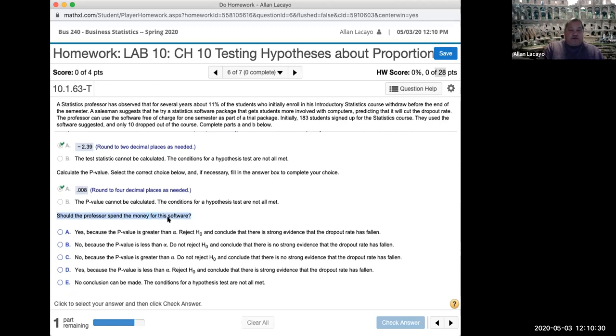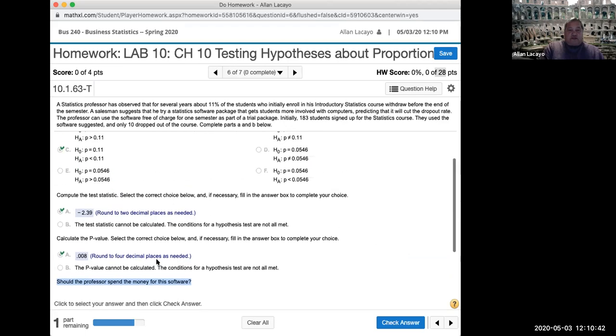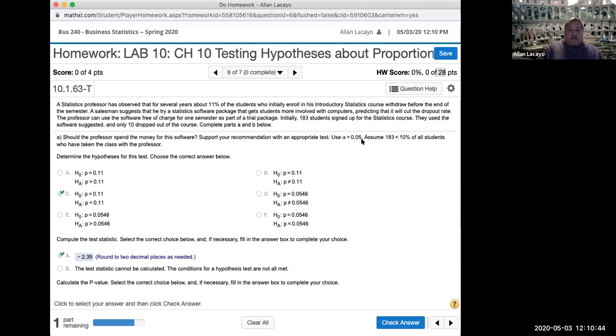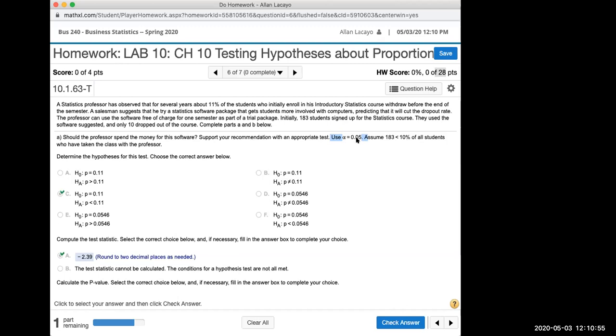So should the professor spend the money on the software? The answer is yes, because the p-value is less than the rejection probability. Okay, what is the rejection probability? The rejection probability is 5%. Did you see where that's at, Jim? It's in part A. They told you to use an alpha of 5%. Yes. Mm-hmm. Okay.